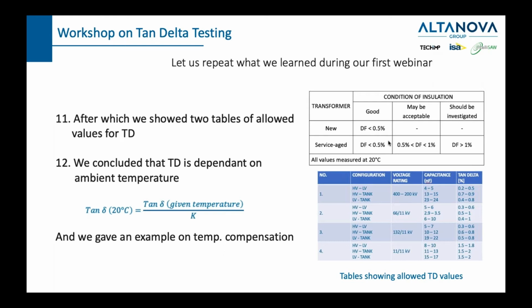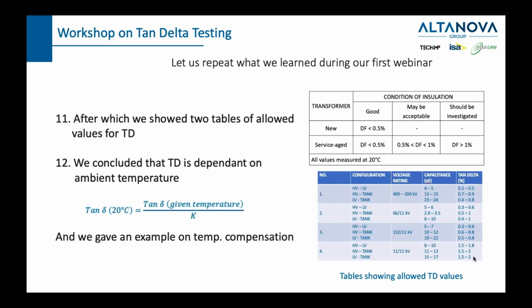Now later we will explain these percents. Why do we express tan delta actually in percents? But what we need to have in mind in general is that if tan delta is more than 1%, it is the reason to do further investigations. You can also see in the table below that for extra high voltage transformers, these values are much below 1%: 0.5, 0.9, 0.8, and for distribution transformers, it's almost up to 2.